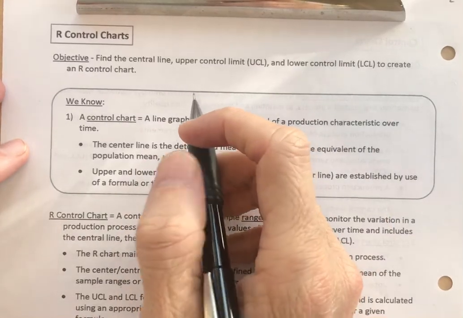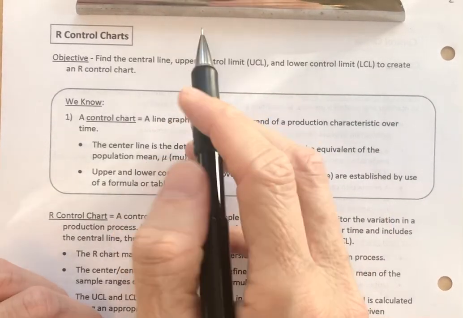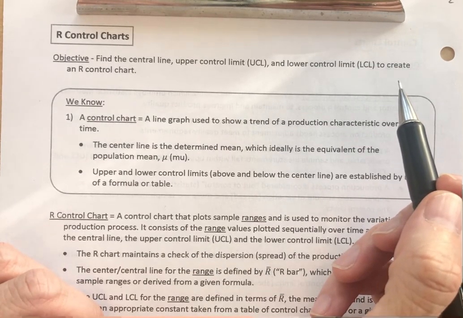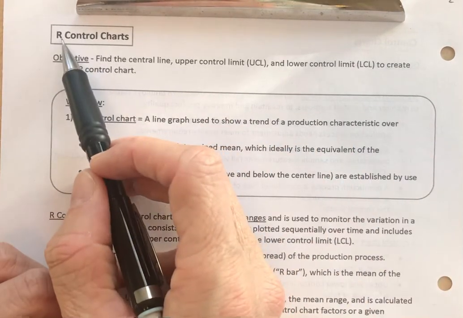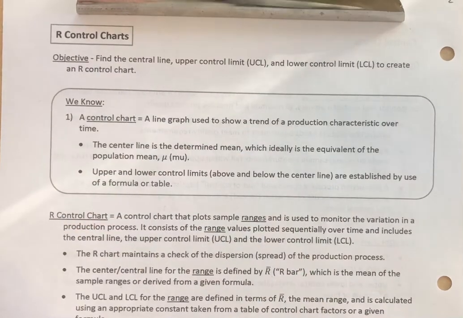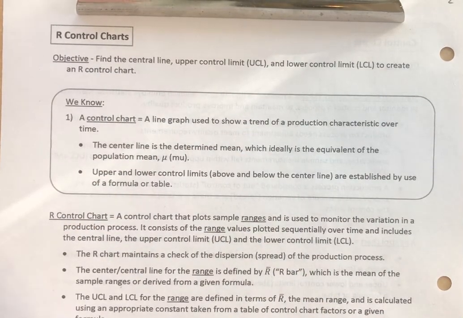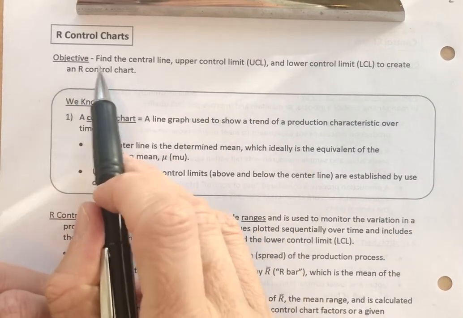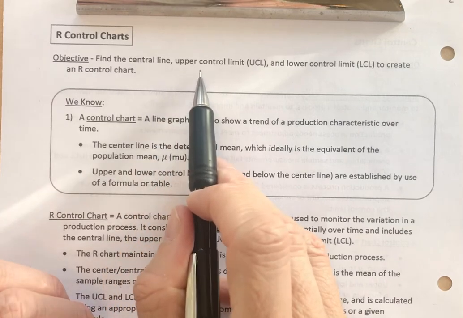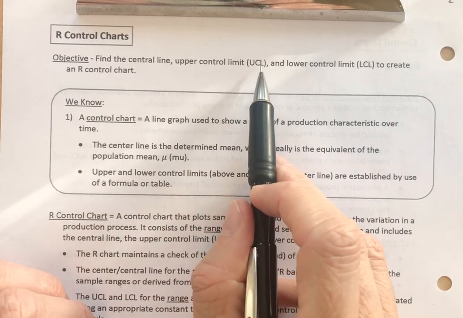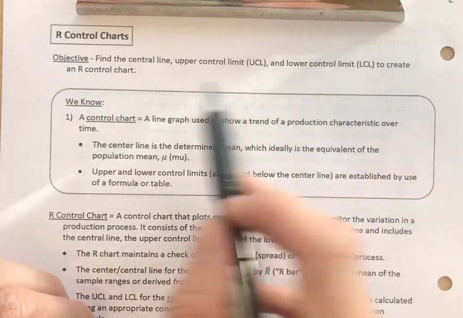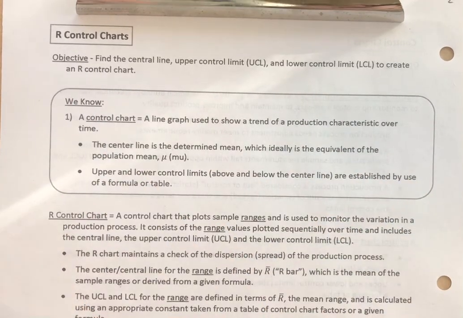In our previous video, we introduced control charts. In this video, we're going to look at one control chart called the R control chart, and it has to do with the range, sample ranges of data. Our objective: we want to find the central line, the upper control limit, UCL, and the lower control limit, LCL, to create an R control chart.